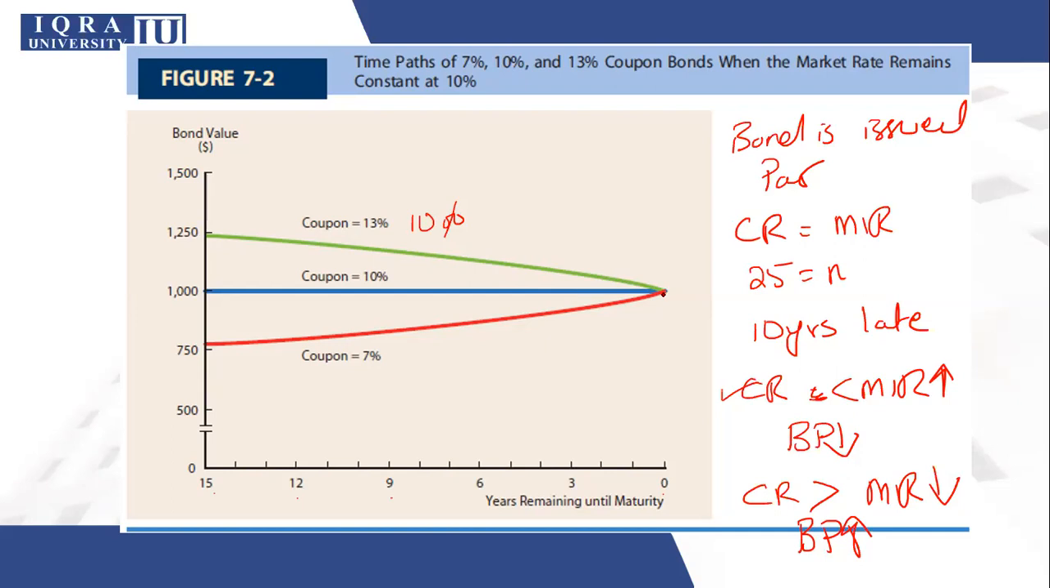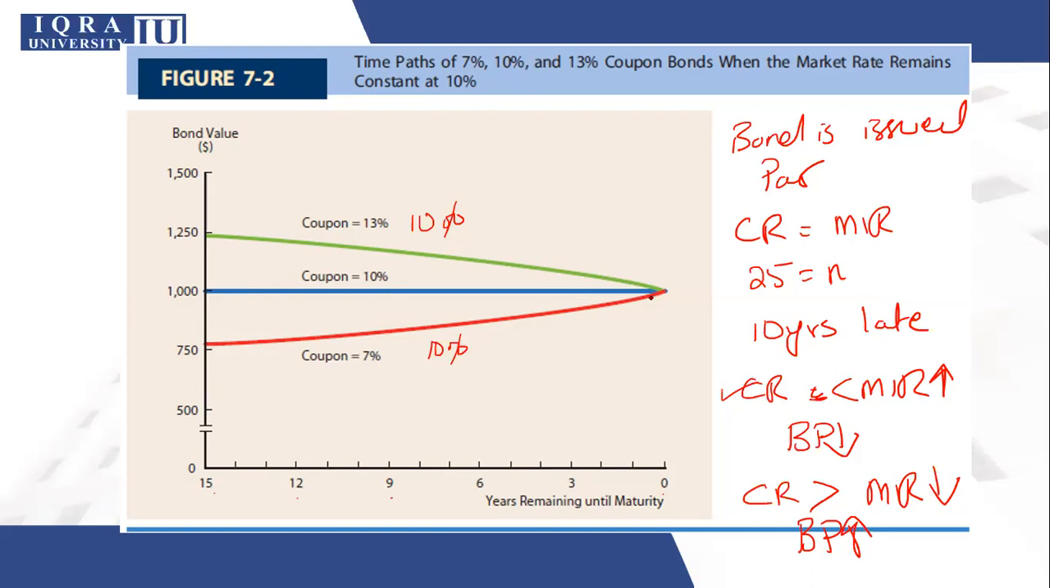It will reach 1000 at the end. Similarly, the other bond, which has a coupon rate of 7%, because the coupon rate is less than the market rate of 10%, is trading at a discount, at 750. But as time goes by and it nears maturity, the bond value will keep increasing and reach its par value in the end. Similarly, a bond that is already at par, offering a coupon rate of 10% when the market rate is also 10%, is trading at par and will continue to do so until its maturity.